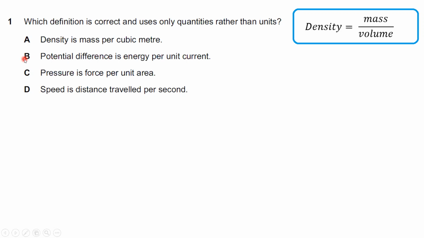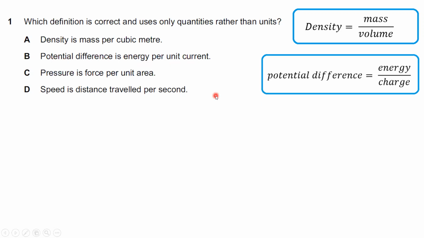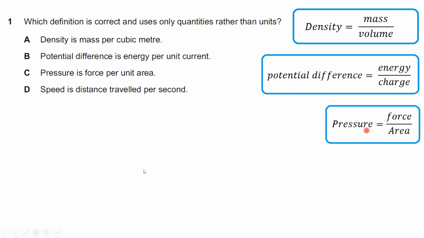Option B, potential difference is energy per unit current. The correct definition of potential difference is energy per unit charge. Since the definition is incorrect, the answer is not option B. C. Pressure is force per unit area. The definition is correct and also both are given in quantities. So the option is C.